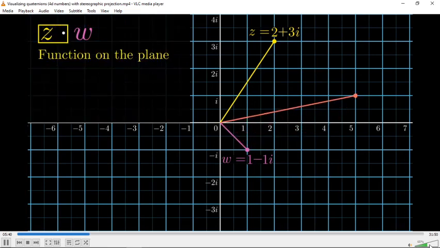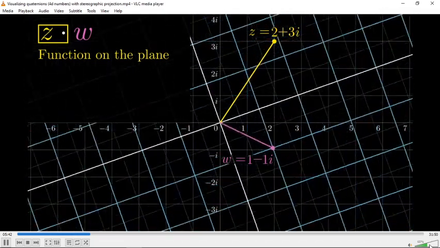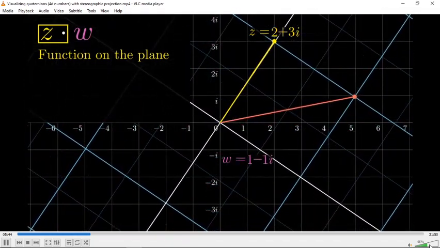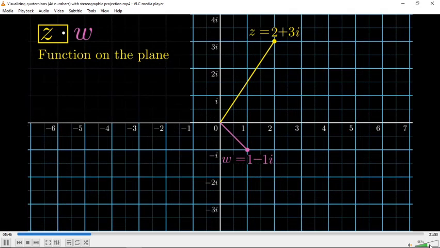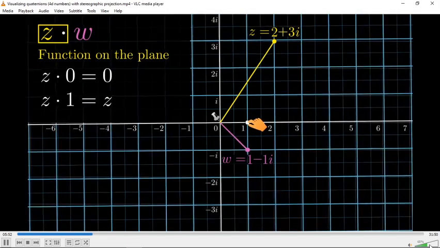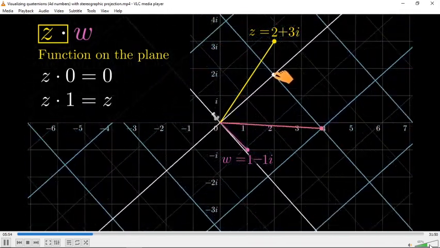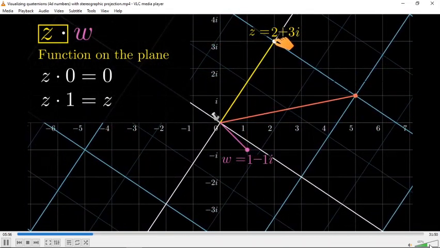I like to think of this by broadening the view and asking, what does z do to the entire plane? And you can think of that bird's eye view action by imagining using one hand to fix the number 0 in place, and using another hand to drag the point at 1 up to z, since anything times 0 is 0, and anything times 1 is itself.